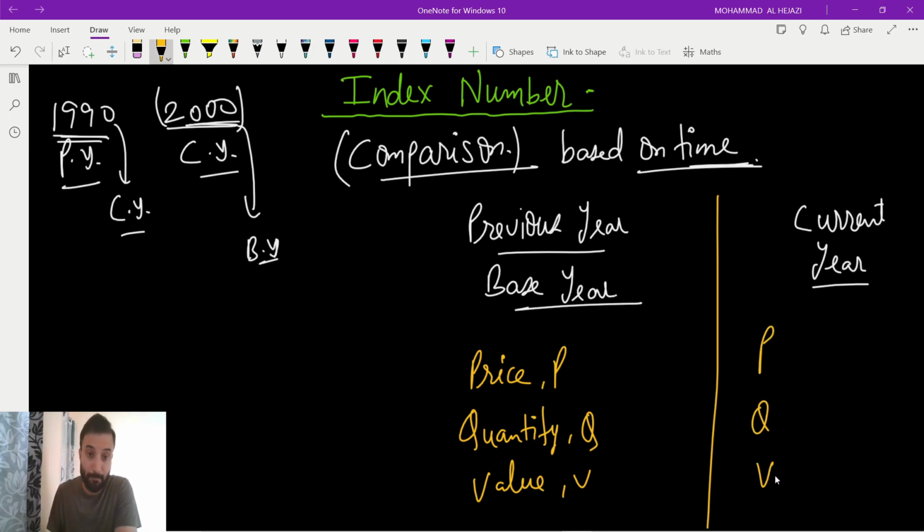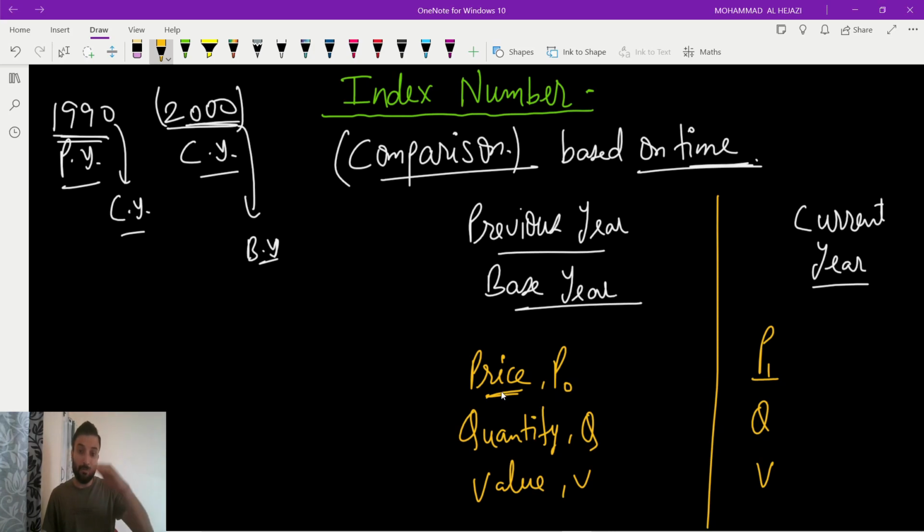Now the very important thing, remember guys: price means previous year price and current year price. Previous year price is P naught. Naught indicates the previous year, and current year price is P1. 1 indicates the current year. Remember this thing: the previous year is denoted by naught.